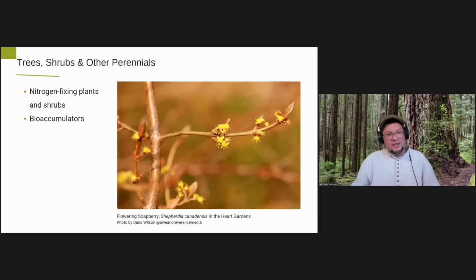I also really focused on nitrogen-fixing plants and shrubs like lupin and soapberry, along with bioaccumulators like yellow dock and burdock to bring minerals up to the topsoil while aerating it in cooperation with worms and all these other soil creatures.